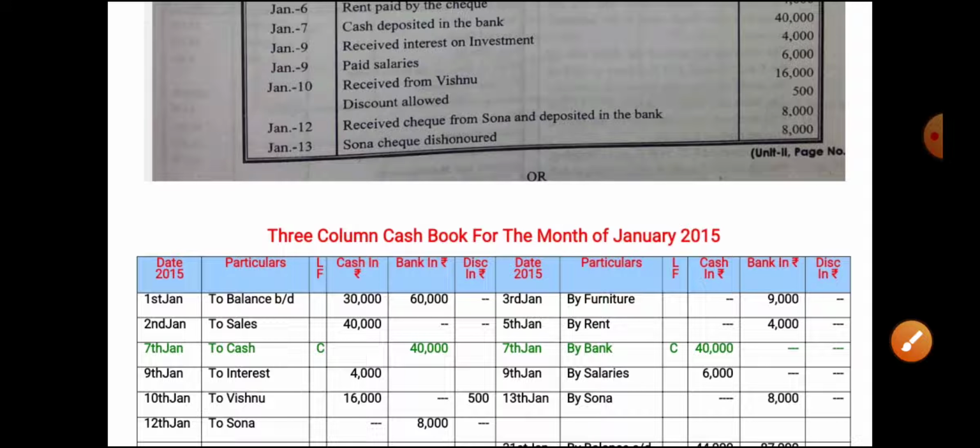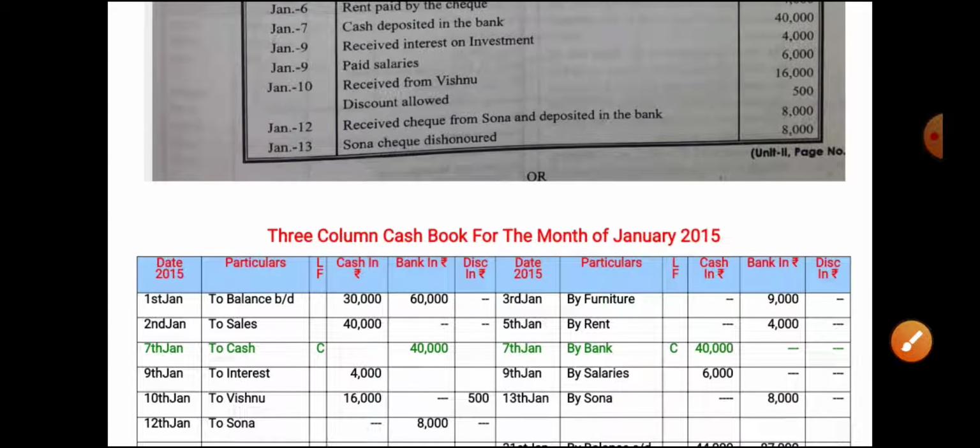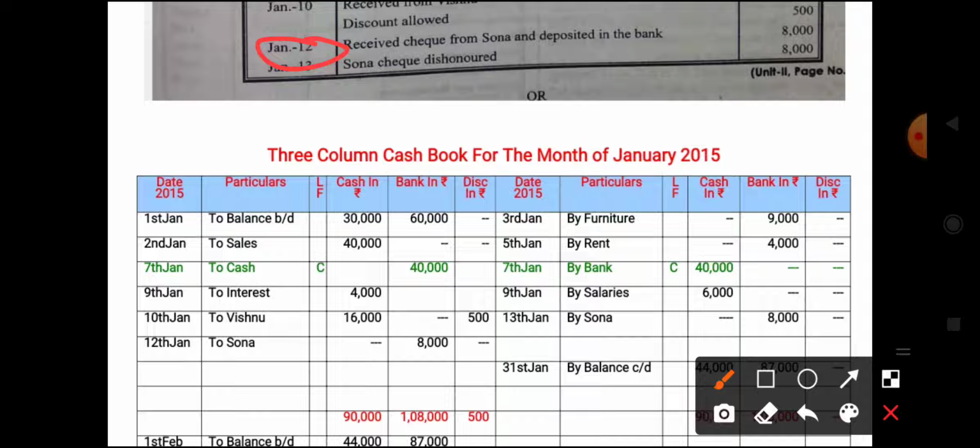Next, received from Vishnu, discount allowed. So 10th January to Vishnu, amount received in cash column and discount allowed in discount column of debit side. To Vishnu 16,500, these two are done. Next, this is a little tricky point to be remembered.